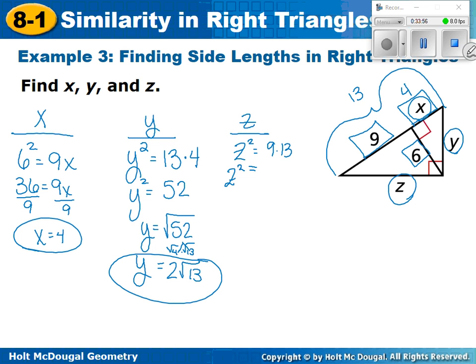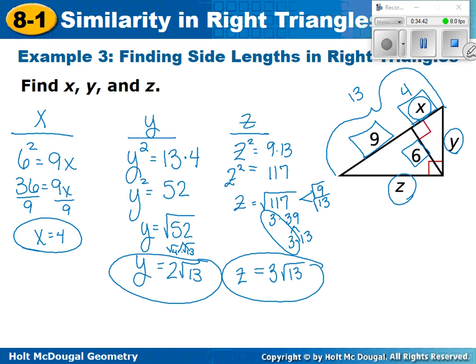What is it? 117. Does anything go into 117? Nothing? 3 does, right? How many times does 3 go in there? What is it? 39. And then 39 factors into 3 and 13. So actually 9 goes into 117, right? 9 times 13. Okay. So what does this simplify to? 3 square roots of 13. Because this would have factored into 9 times 13. The square root of 9 is 3.